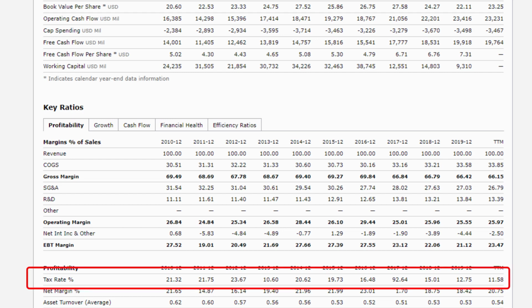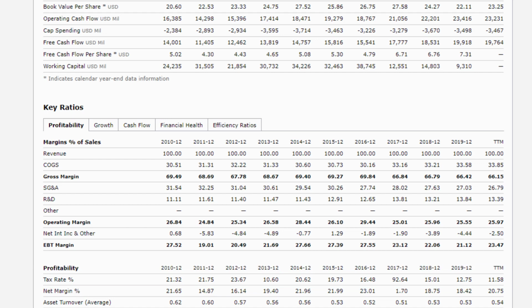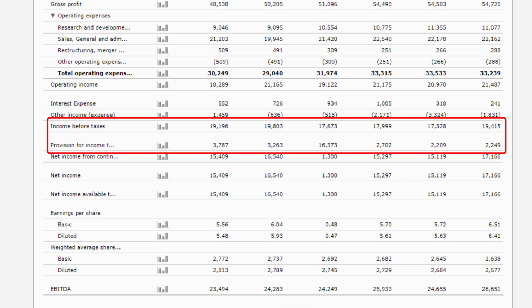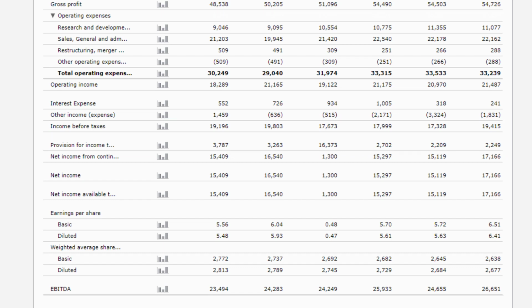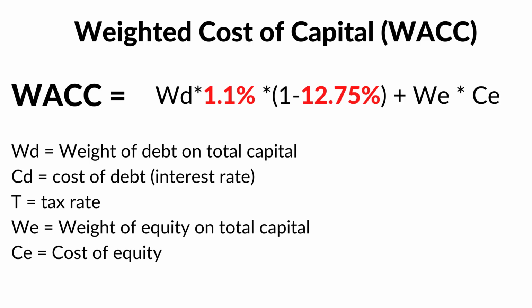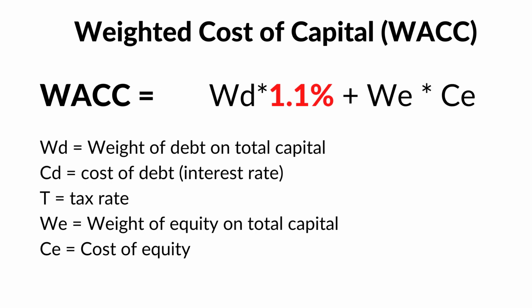Lucky for us, the tax rate can be found on the key ratios tab of Morningstar. But we can also find it on the income statement by looking at the income before tax and the income tax expense. So let's take a look at that. And here it is. If we divide those two, we also come up with the same number, which is 12.75%. You can verify this as well by looking into the annual report of Johnson & Johnson. So again, we plug those numbers into our formula and we get a tax-adjusted cost of debt of 1.1%. So the tax deduction didn't actually make a difference here.